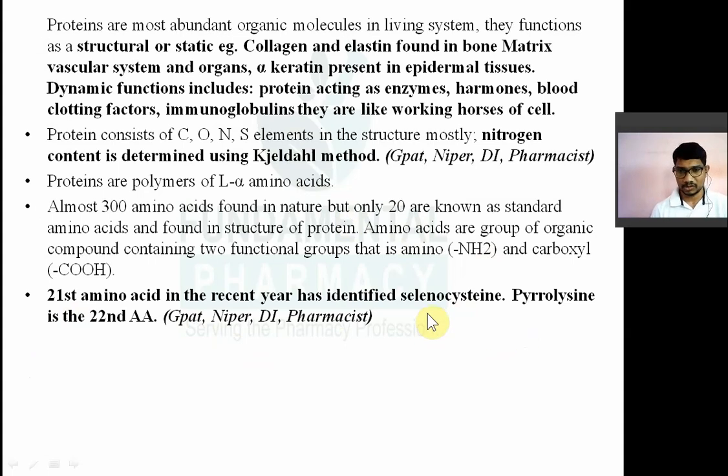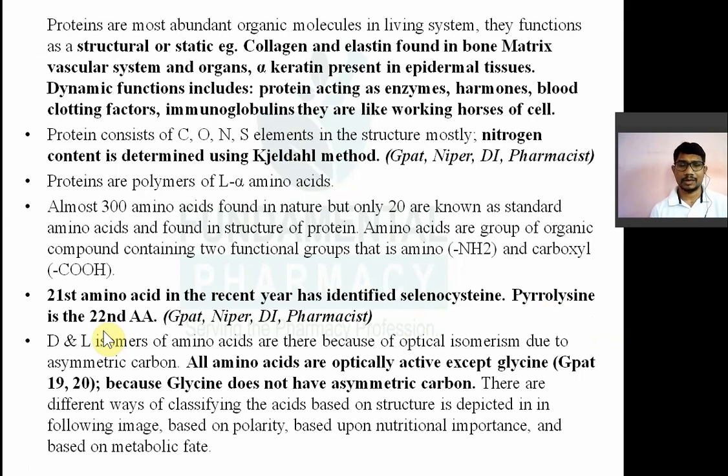These amino acids have optical properties. They are optically active because of the presence of asymmetric carbon atom. So D and L, dextro and levo isomers of amino acid, are possible because of the optical isomerism due to presence of asymmetric carbon atom in the structure of amino acid. So all amino acids are optically active except glycine. This was already asked 2 times in the GPAT. GPAT 2019, GPAT 2020. Glycine is optically inactive.